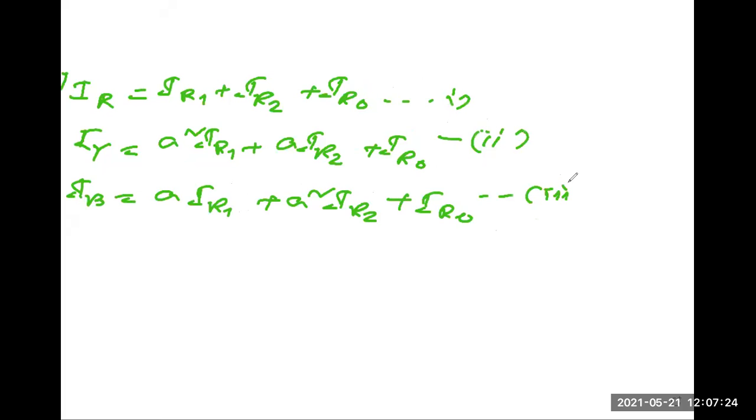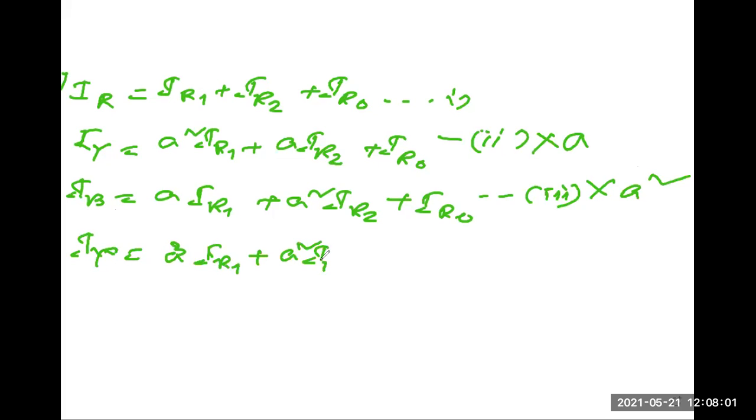Okay. So now let us say this is your equation 1, this is equation 2, and this is your equation 3. You multiply equation 2 by A and equation 3 by A square. Yes or no? Yes, sir. So IR will be as it is. So IY will be equal to A cube IR1, and this will be A square IR2, and this will be A into IR0.